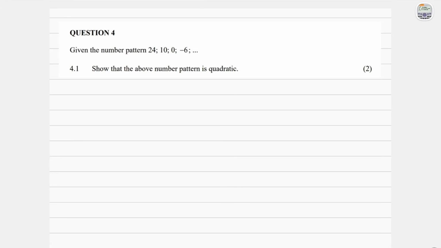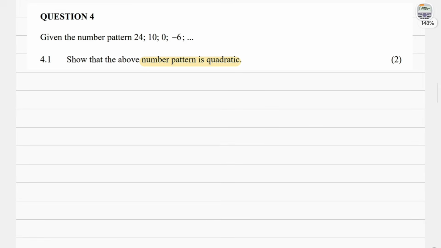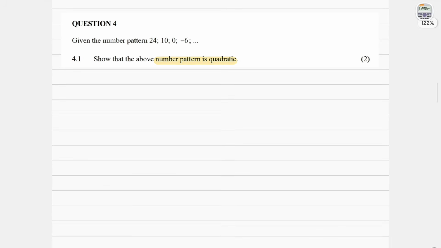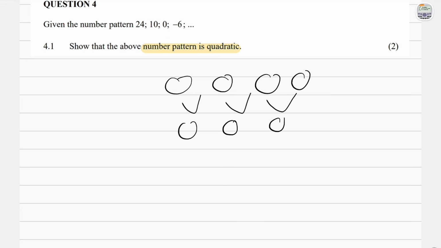Question 4 says, given the number pattern 4, 10, 0, and negative 6, show that the above number pattern is quadratic. How do we differentiate between a quadratic pattern and other patterns or a linear pattern? Well, if we have a quadratic number pattern, you will notice that the pattern will have a first difference, and that's going to be a linear pattern. And then you can find a second constant difference.